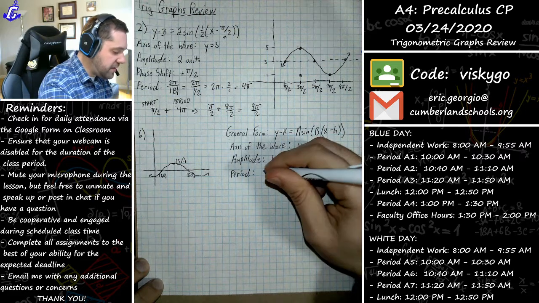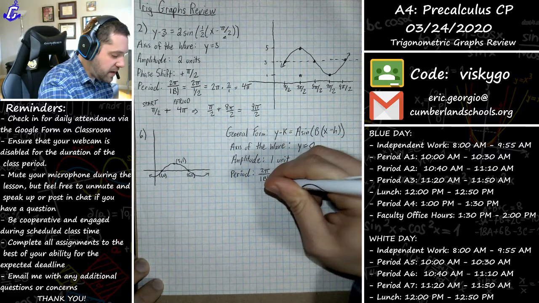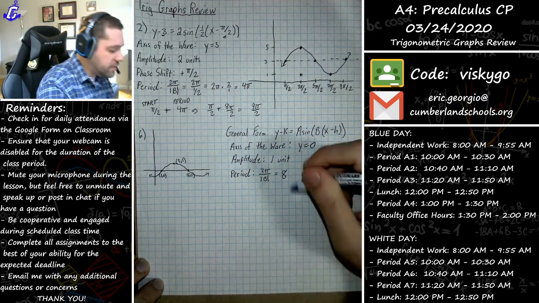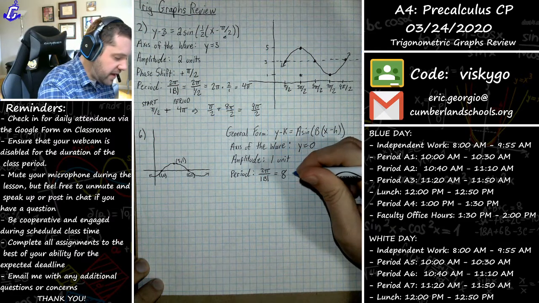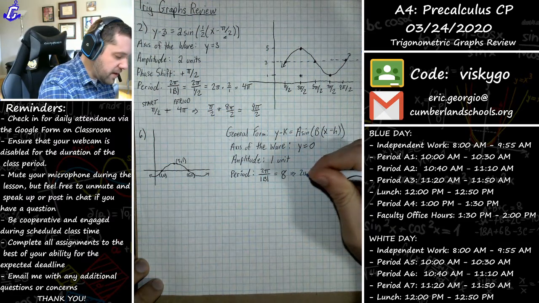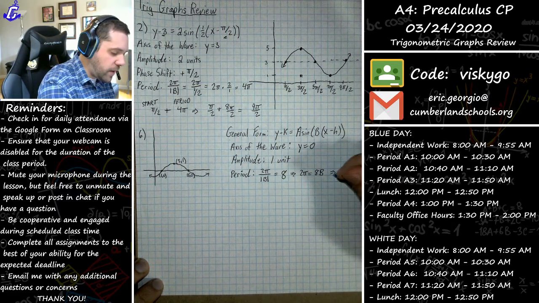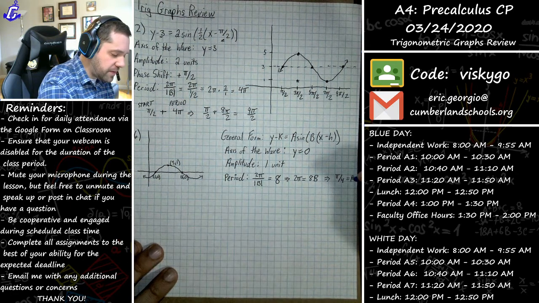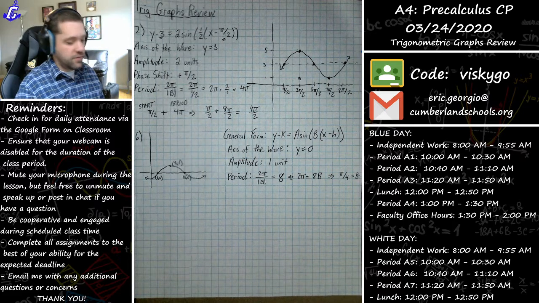So since your period is 8, you can say 2π over the absolute value of b should equal 8. We can do a little bit of algebra to solve for it. You can say that 2π should equal 8b. Divide both sides by 8, and you would get 2π over 8, or π over 4, for b. Hopefully that makes sense to everybody.